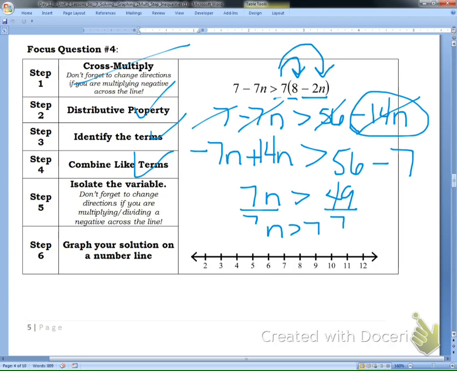I go to graph it. My endpoint is at 7. It stays open because there's no equal sign. My variable's on the left where I want it, so the direction of my inequality should point in the direction that I graph it. That's the last example.